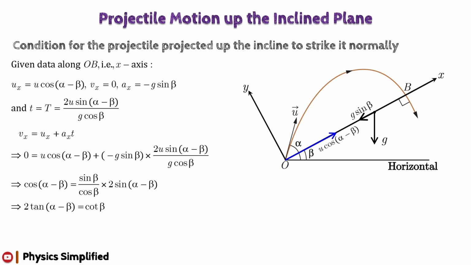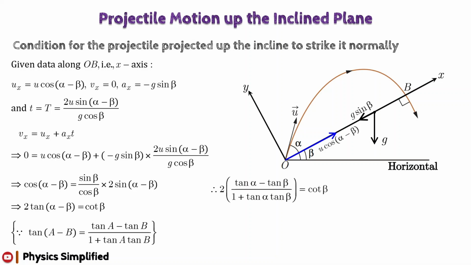To simplify the left-hand side of the equation, we will use the following trigonometric identity. Tan A minus B is equal to tan A minus tan B divided by 1 plus tan A tan B. Rewriting the left-hand side of the previous equation and rearranging, we get 2 tan alpha minus 2 tan beta is equal to cot beta plus tan alpha tan beta times cot beta. Or tan alpha is equal to 2 tan beta plus cot beta.